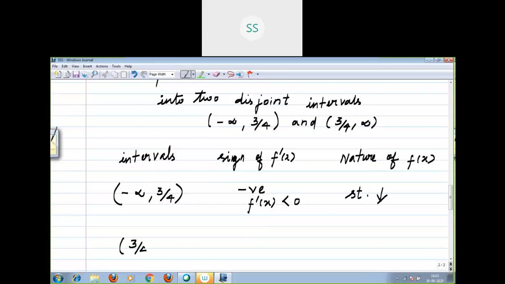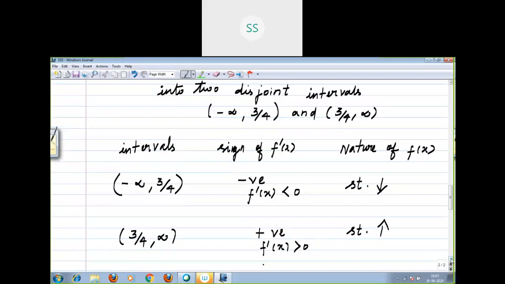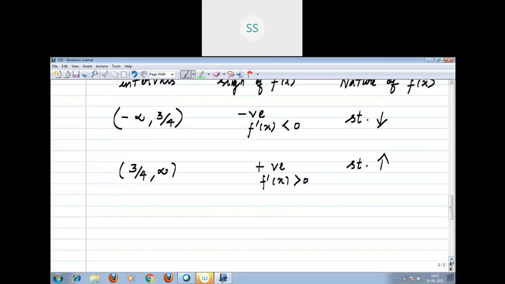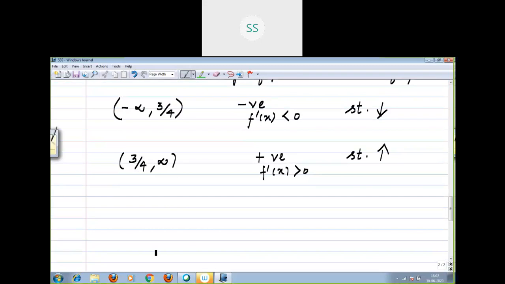3 by 4 comma infinity. Here, whatever value you assign, suppose x is equal to 1, f dash of 1 equals 4 into 1 minus 3, which is 1. You arrive at a positive result. That means f dash of x is greater than 0. Here your conclusion is strictly increasing.